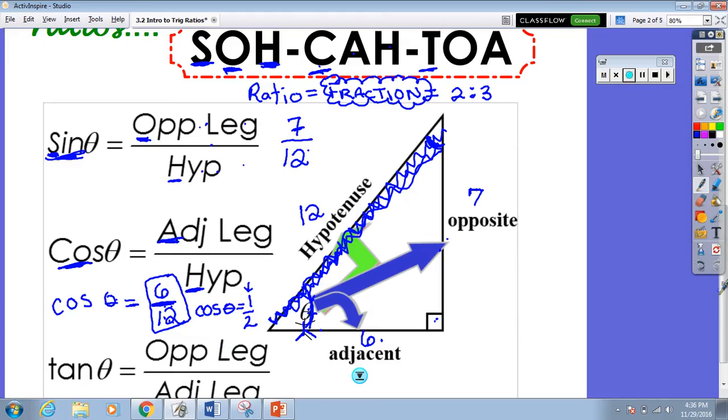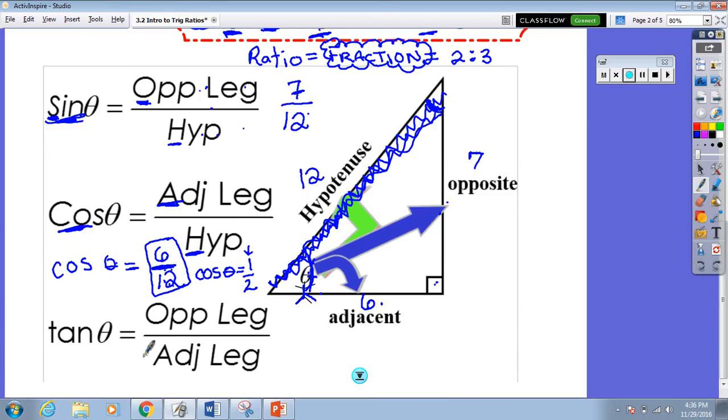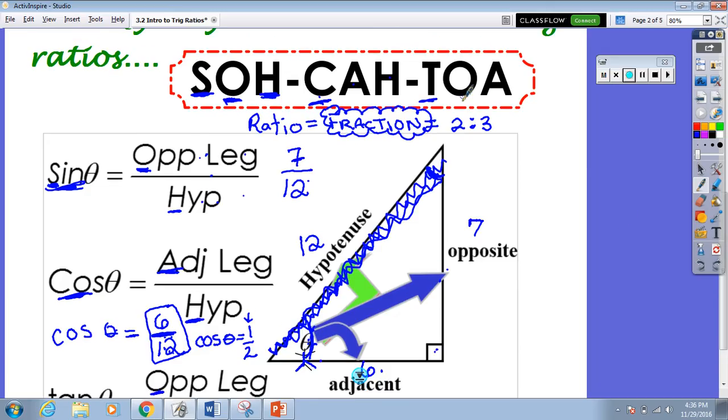Now let's look at the last trig function, which is called the tangent. The tangent, TOA, represents the TOA part of SOHCAHTOA. Okay? So tangent equals O, every time you see it, is opposite, and A is adjacent.